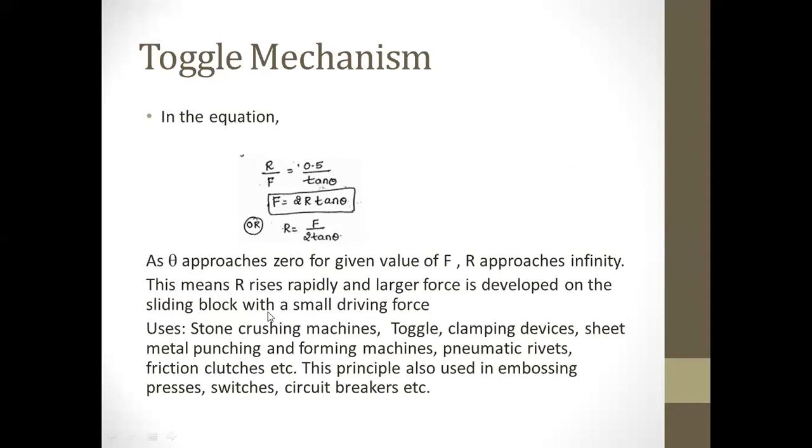This mechanism can be used in stone crushing machines. It can be used as a toggle. It can be used for clamping devices, sheet metal punching, forming machines, pneumatic rivets, riveting devices, friction clutches, and also wherever you require embossing or a pressing action. In presses we can use it, as switches, and in circuit breaking devices. So the toggle mechanism has enormous usage.